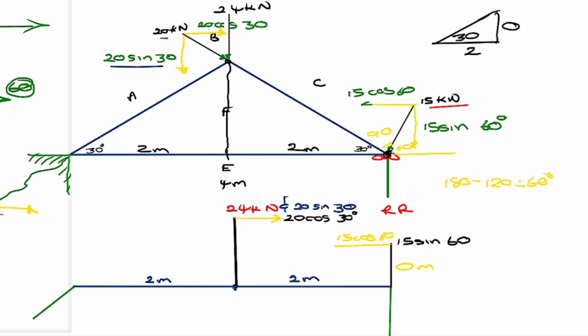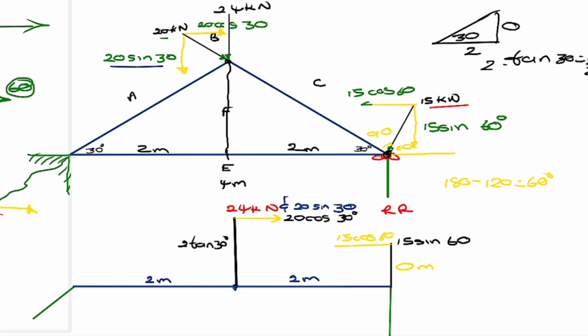What are you looking for? You're looking for an opposite, and you have an adjacent. So you say tan 30 is equal to the opposite, which is the height, over the adjacent. The adjacent is 2 meters. So to find your height, I'm gonna write it over here: the height is 2 tan 30.